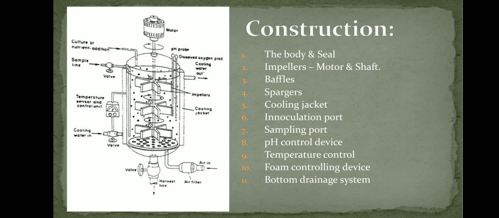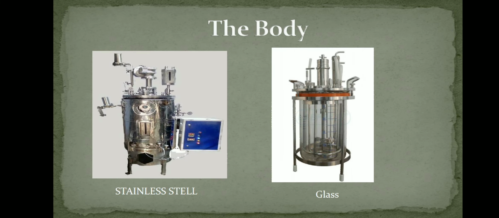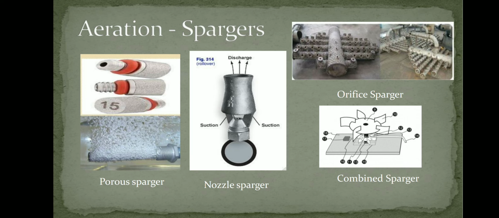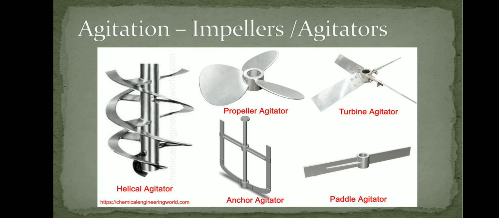We also have a bottom drainage system. This bottom drainage system helps in harvesting the products that are formed after the fermentation process. That is all about the different parts of a fermenter. So we have seen different types of spargers and agitators as well in this video.